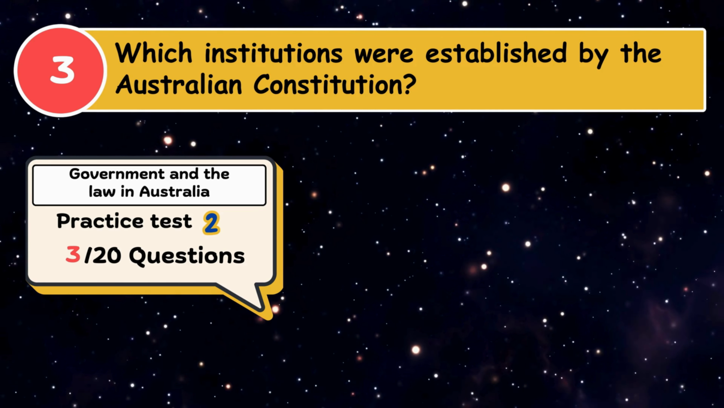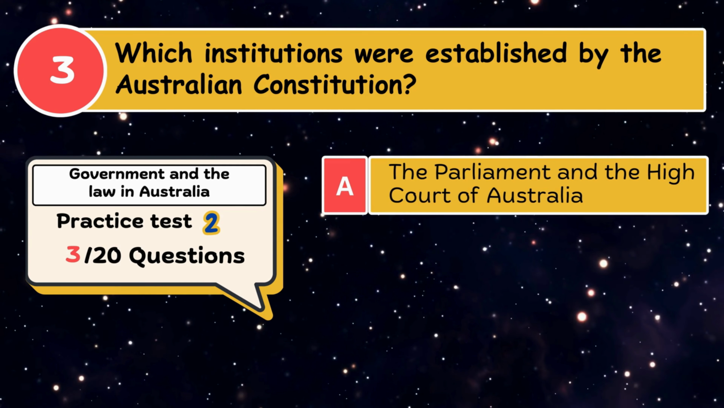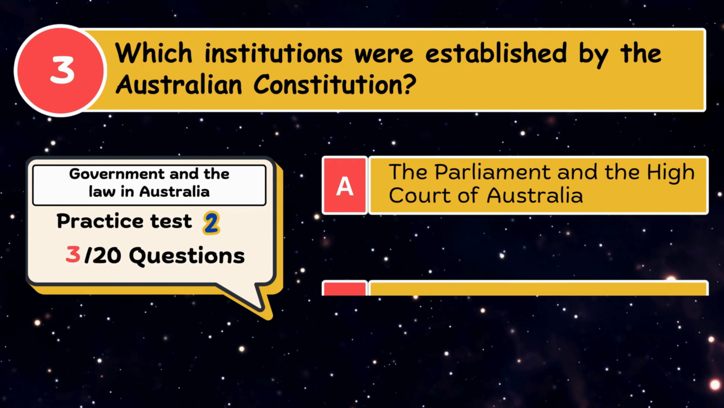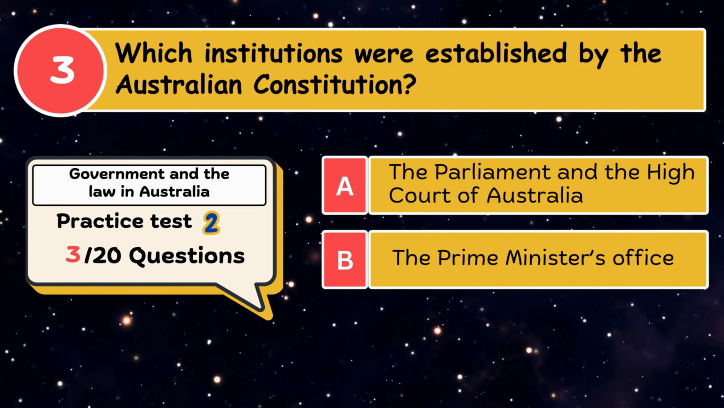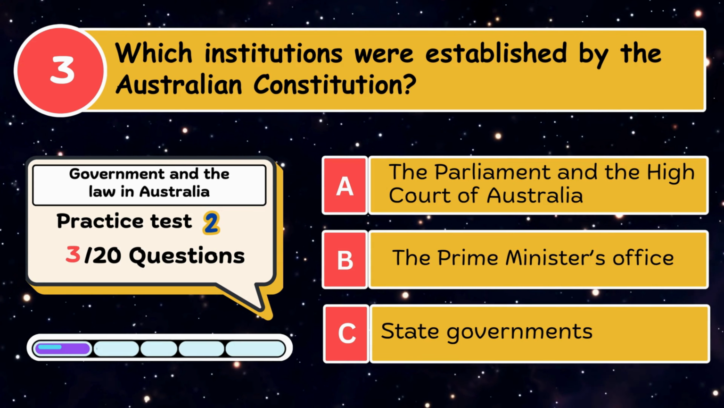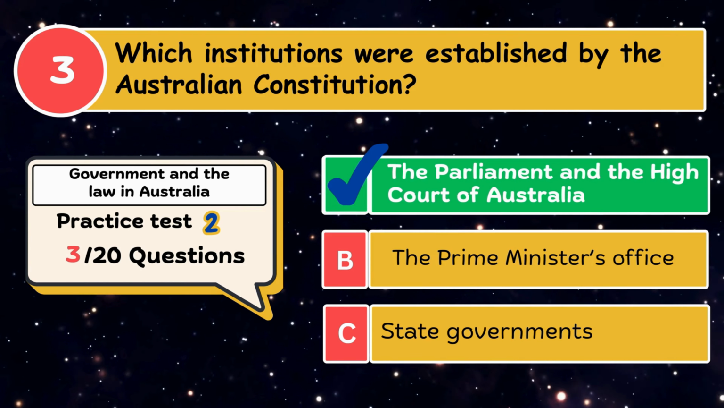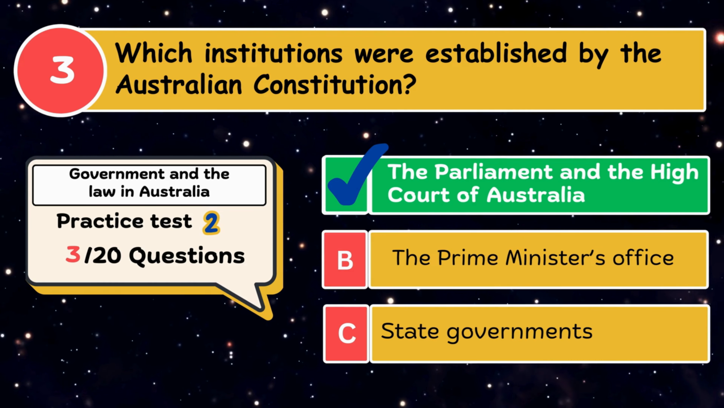Which institutions were established by the Australian Constitution? A, the Parliament and the High Court of Australia. B, the Prime Minister's Office. C, state governments. The correct answer is the Parliament and the High Court of Australia.